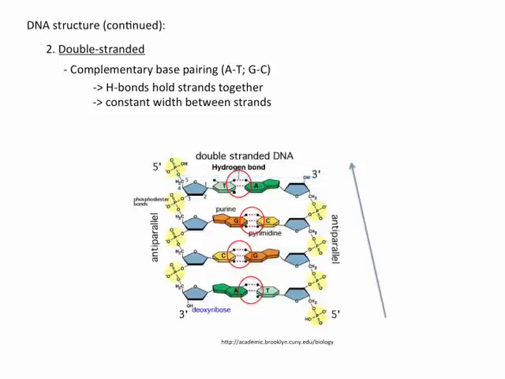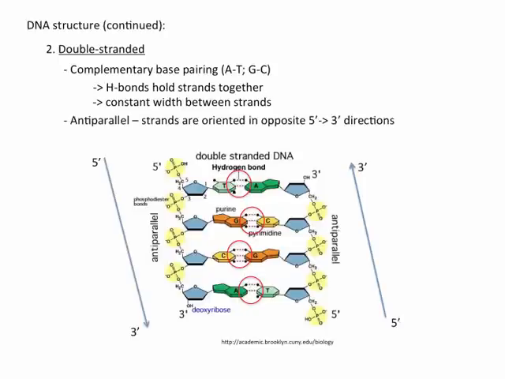Note also that the 2 strands are oriented in opposite 5' to 3' directions. In this image, one strand has its 5' end at the bottom and 3' at the top, while the other has the 5' end at the top and 3' at the bottom. We say that these paired DNA strands are antiparallel, with the 5' end of one opposite the 3' end of the other. Keep this antiparallel orientation in mind when we talk about DNA replication in our next class period.